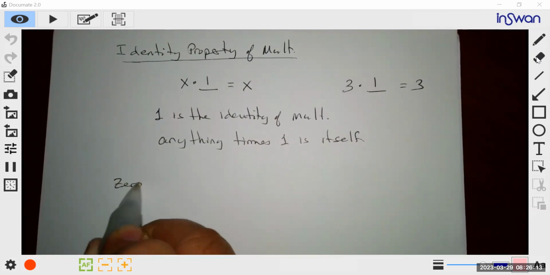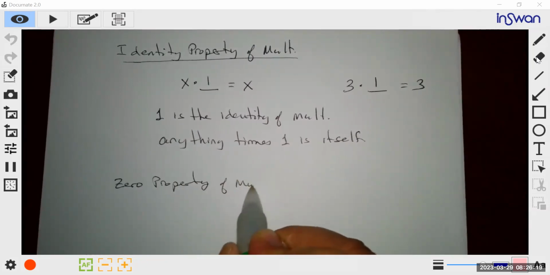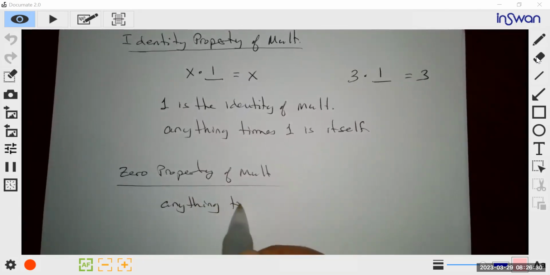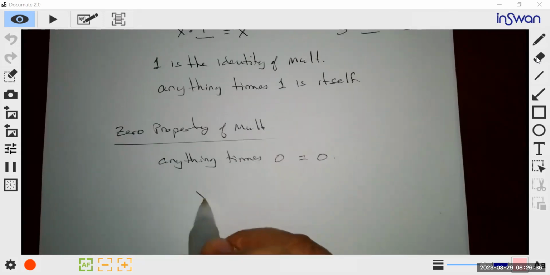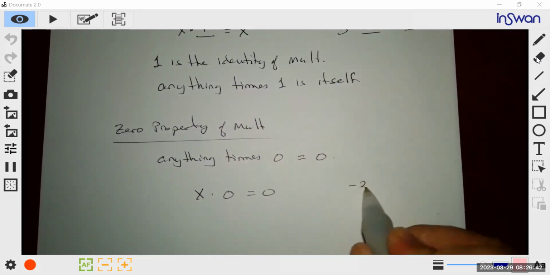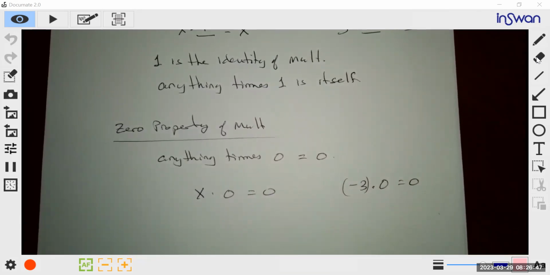And the last property is the zero property of multiplication. Anything times 0 equals 0. X times 0 equals 0. -3 times 0 is 0. So those are those properties.